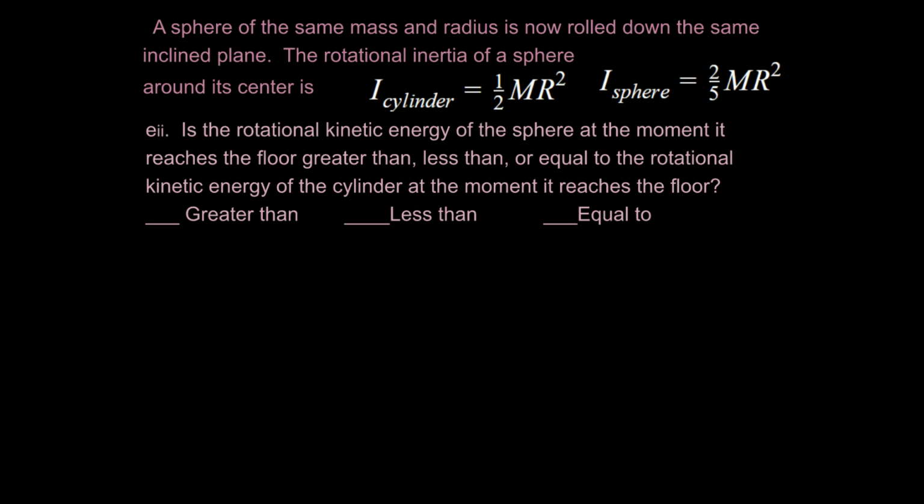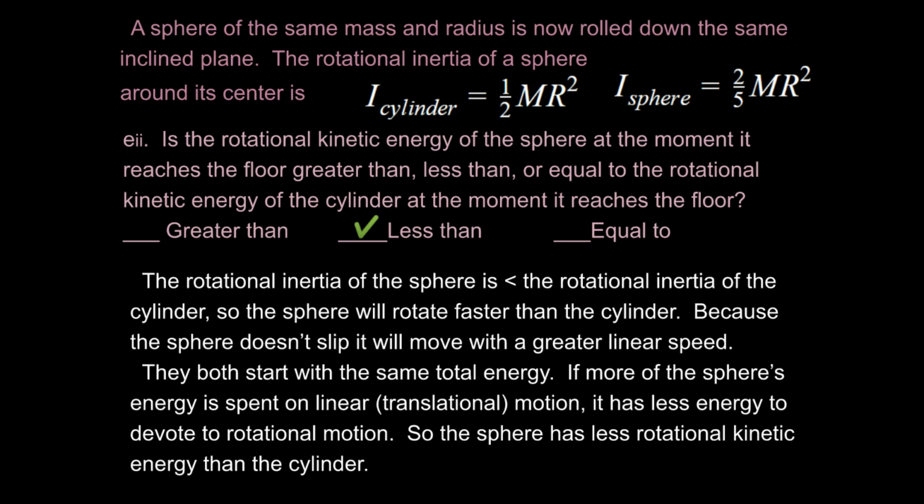So it turns out that if you look at this, this has 1/2 mr squared, so that's going to be a 0.5 coefficient out in front. This is a 0.4 coefficient out in front right here. The sphere has less of a moment of inertia. What that means is it's easier for the sphere to turn, and so it will actually move quickly as it goes down the ramp. So this will move faster as it goes down the ramp. And because the sphere is moving faster, it has a greater linear speed, and they both start with the same energy.